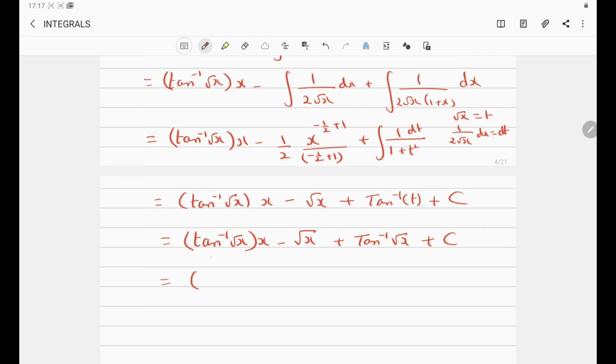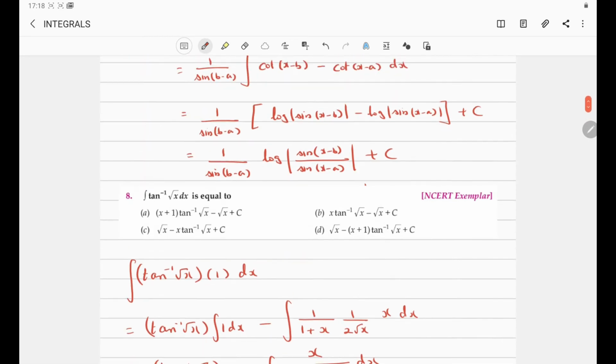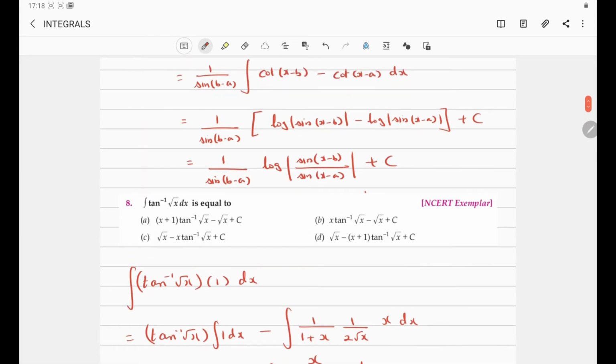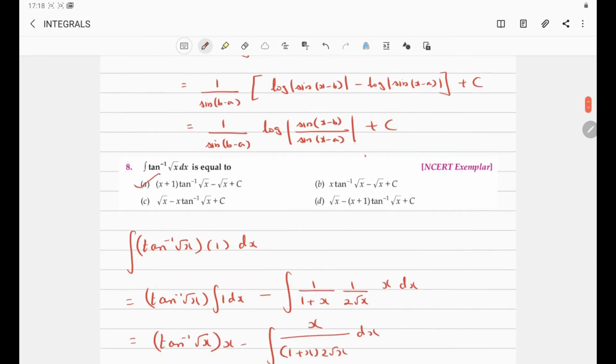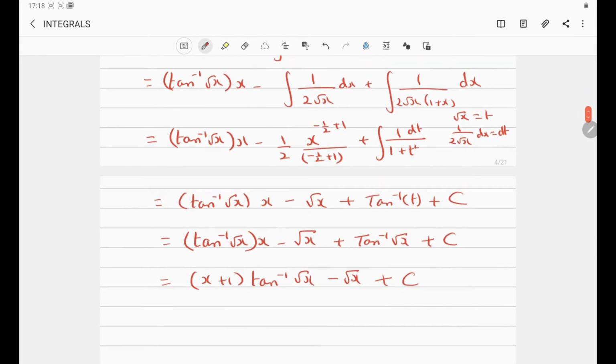So, taking tan inverse root x common, we get x plus 1 into tan inverse root x minus root x plus constant of integration c. So, the right option is x plus 1 tan inverse root x minus root x plus c. So, option A is the right choice.